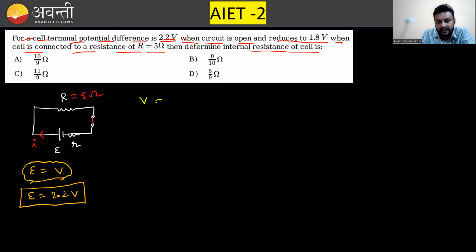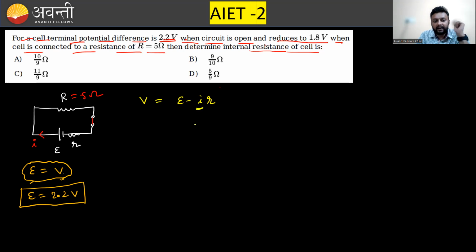In this situation, the terminal potential V can be written as E minus Ir. This is the standard formula. You have studied it in your classes. V equals E minus Ir, where E is the EMF, V is the terminal potential, I is the current through the circuit, and small r is the internal resistance. Now I know the values.